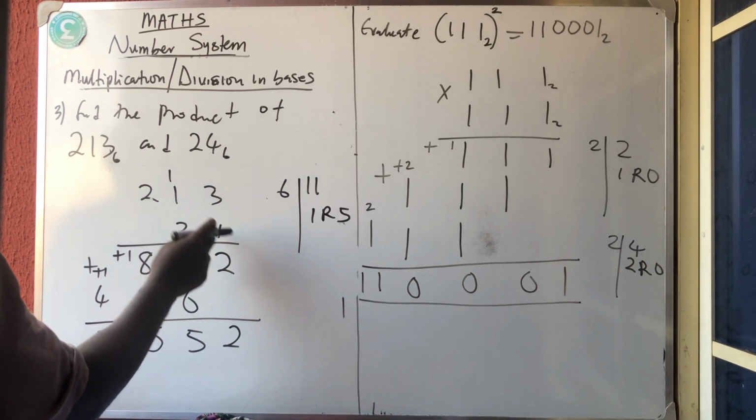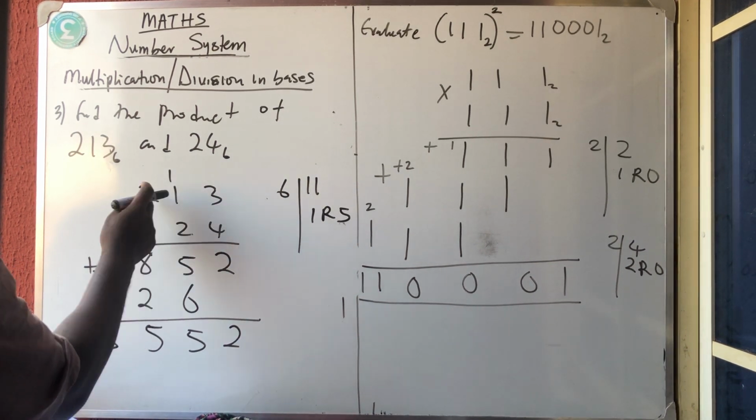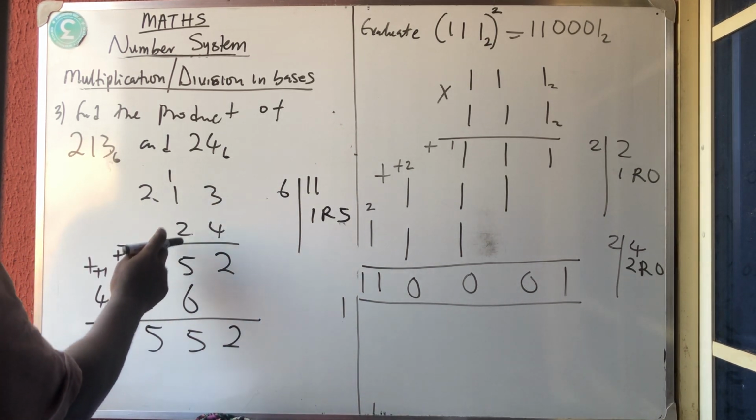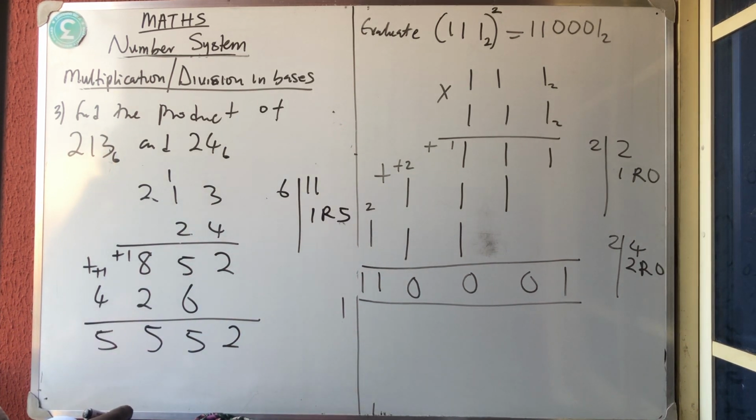You write 2, carry 1. 4 times 1, 4 plus 1, 5. 4 times 2, 8. 2 times 3, 6. 2 times 1, 2. 2 times 2, 4. Bring down this. This plus this is 11.